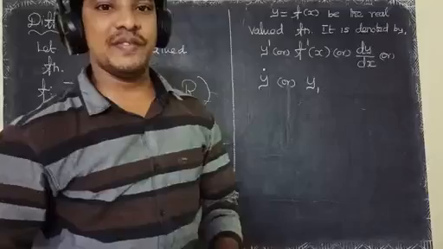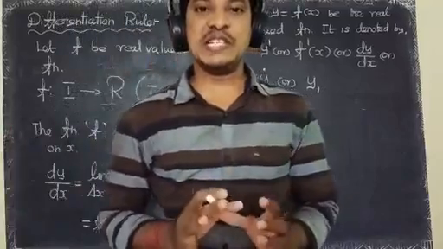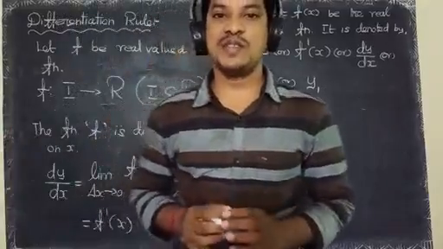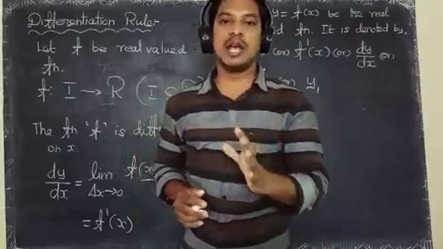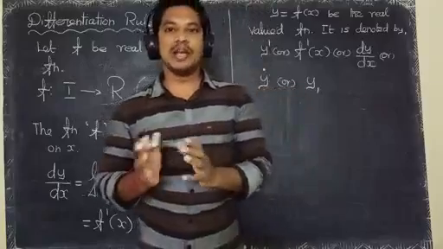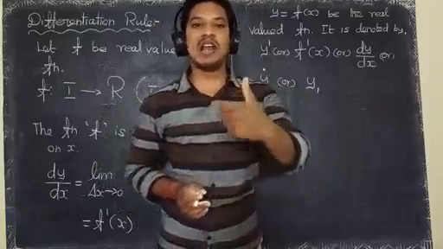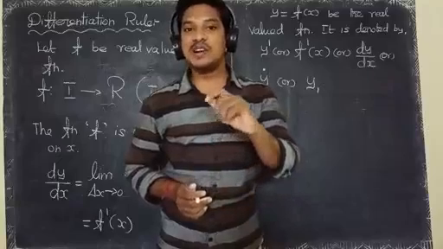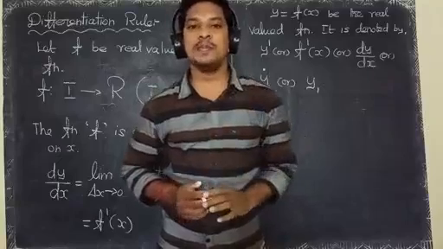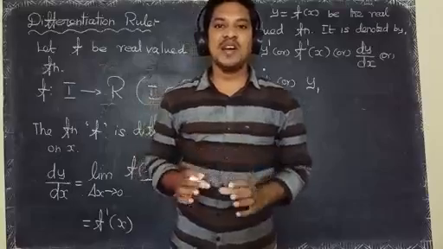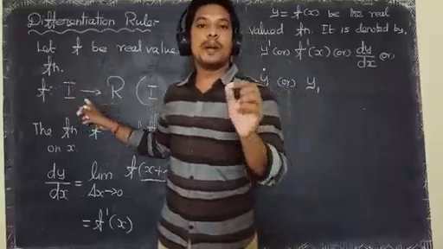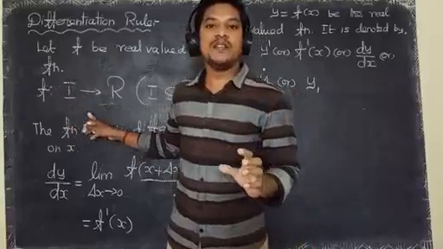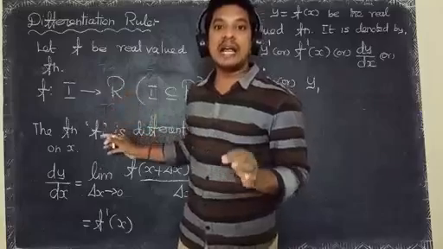In this class we will discuss the differentiation rule. First of all, we need to know what is meant by the word differentiation. Here f of x, y or f of x is a real valued function, a real valued function of a real variable. Here the function f is defined on I, where I is an open interval of R, meaning real numbers.